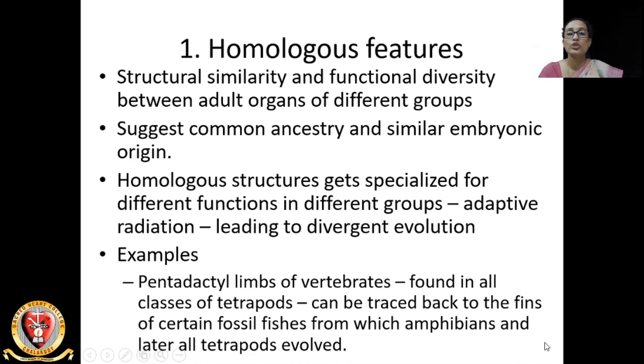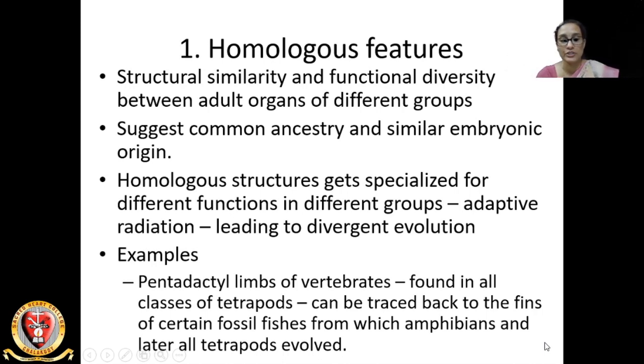What are homologous organs? These are organs which show structural similarity but functional diversity between the adult organs of different groups. They also suggest a common ancestry and similar embryonic origin. The homologous structures look different because they get specialized for the different functions that they perform in the different groups of animals. This has led to adaptive radiation, which again leads to what is called divergent evolution.